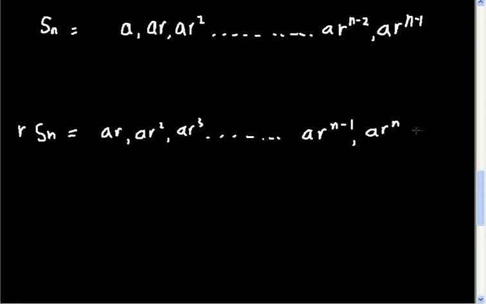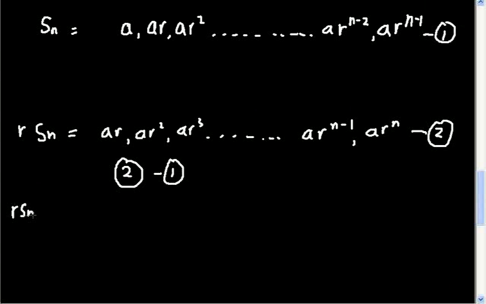Now here's what I'm going to do next. I'm going to call this whole thing equation 1, and this whole thing equation 2, and I'm going to subtract equation 1 from equation 2. So I'm going to have r Sn minus Sn is equal to... I can only take similar terms.